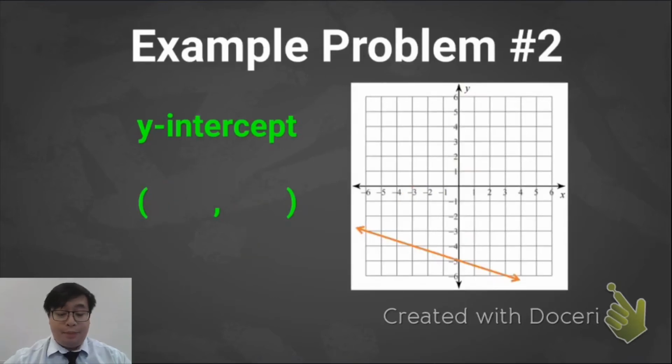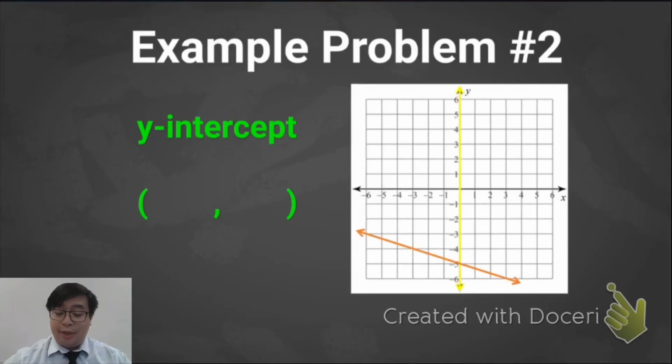Here's the next example. I want to figure out when this line crosses the y-axis. And I can see that the y-axis is going to be right here. And these two lines are going to cross at this point right here. So what's going to be the coordinate for this point? Well, I know that since I'm not shifting left and right at all, my x value is going to stay 0. And in order to reach this point, I need to move down 5 spaces. And since I'm moving down, my y value is going to be -5. So the y-intercept for this line is going to be (0, -5).